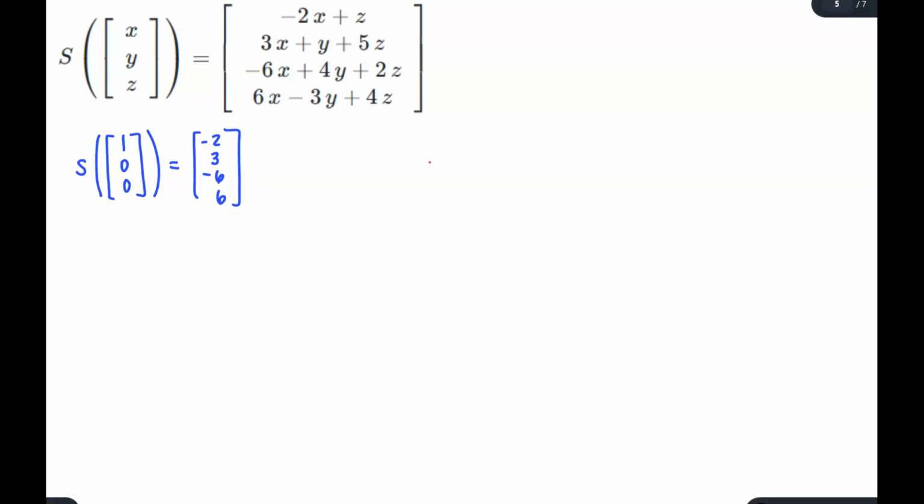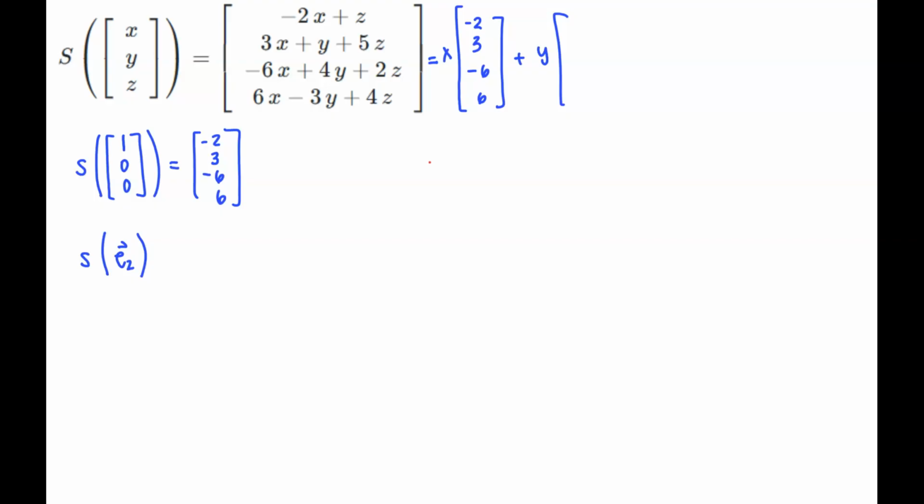In fact, it might be helpful to rewrite this transformation as a linear combination, right? -2, 3, -6, 6, plus y times that, to really see those transformations of the standard basis vectors. So we are looking good here. If I wanted to do this, I could do it for all of them. I'm going to get lazy here, and I'm just going to write down e2 instead of rewriting that. That's going to be all of my y's, so 0, 1, 4, and -3. And the transformation to e3 would be just the z's.